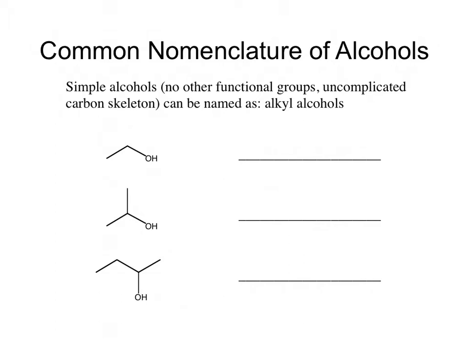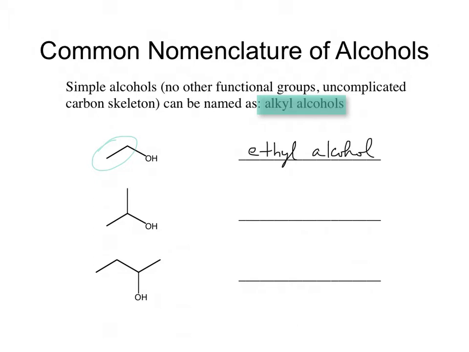So these examples in front of you here are simple alcohols, and as such, we're going to be naming them as alkyl alcohols. In other words, you put the alkyl group first, and then a space, and then the word alcohol. So the first one that we're looking at, you can see that we have right there an ethyl group, and so we're going to call that ethyl alcohol. Pretty straightforward. So ethyl alcohol.